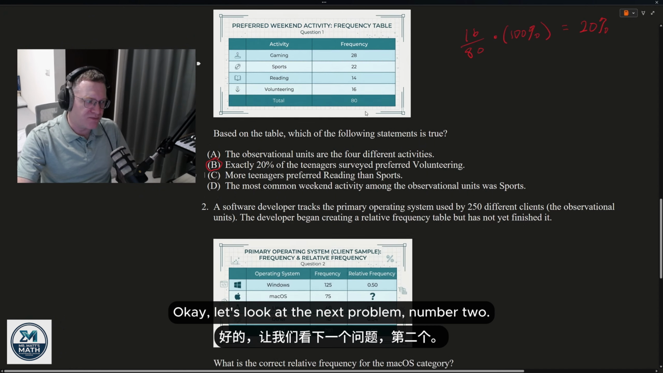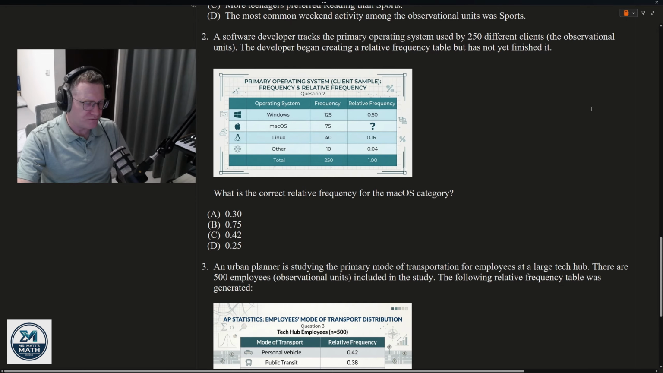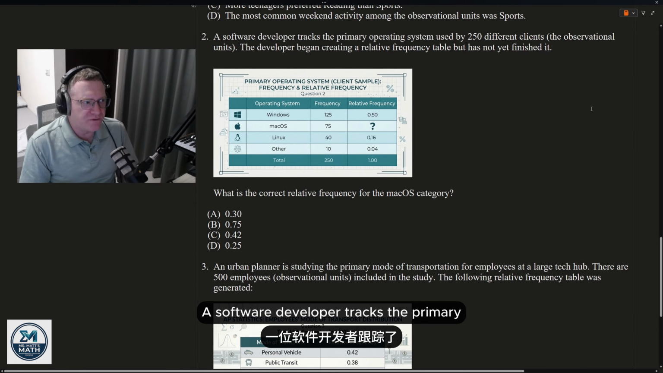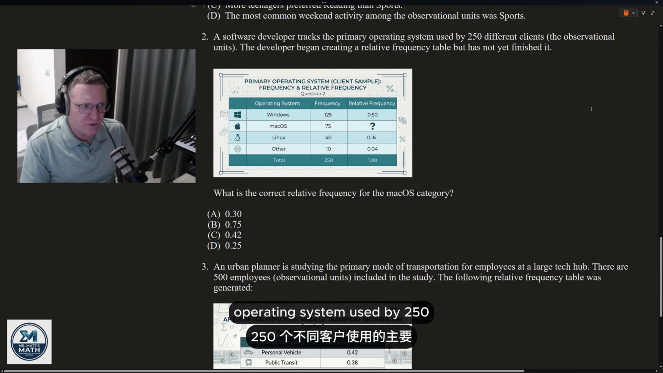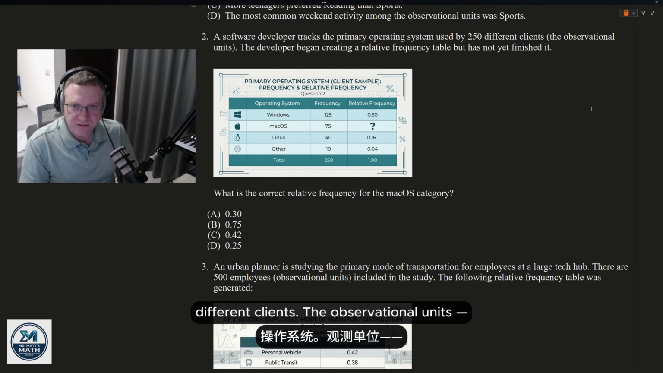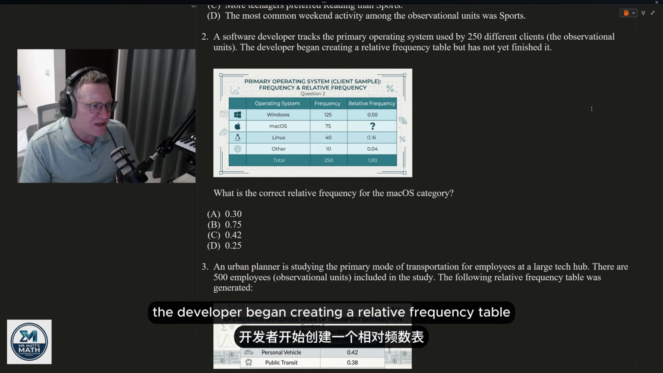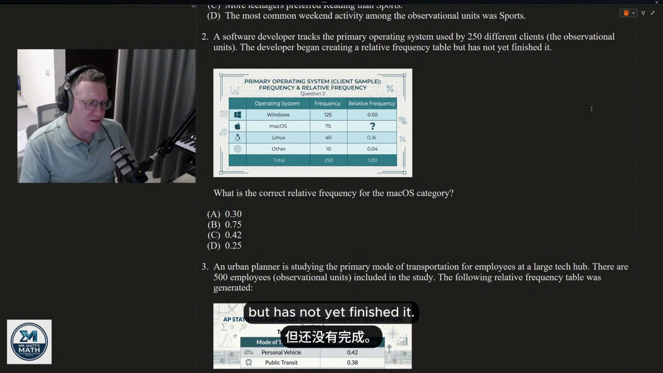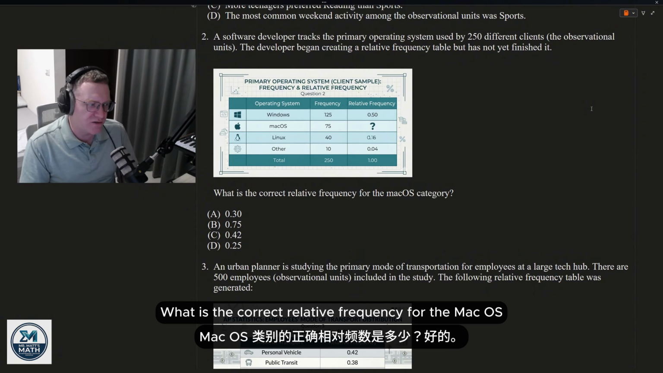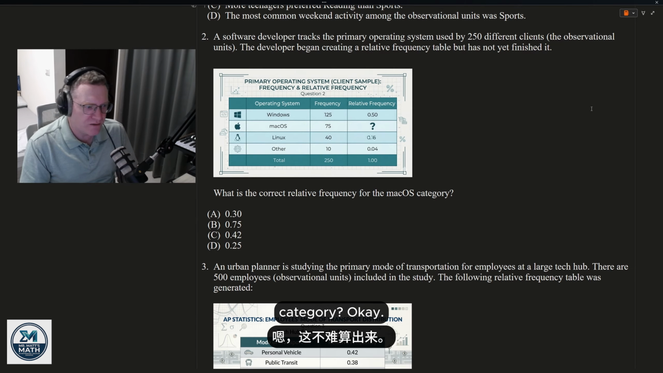Okay, let's look at the next problem, number 2. A software developer tracks the primary operating system used by 250 different clients, the observational units. The developer began creating a relative frequency table, but has not yet finished it. What is the correct relative frequency for the Mac OS category?